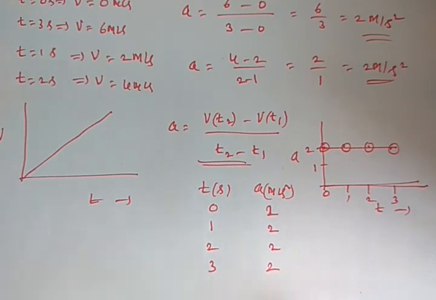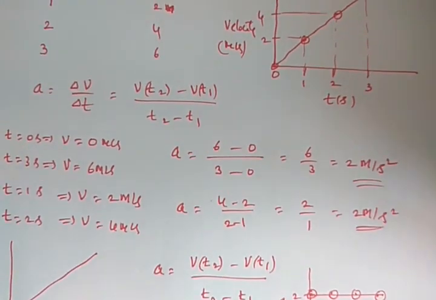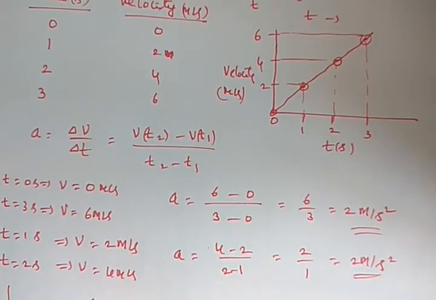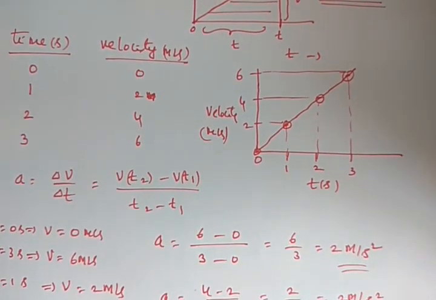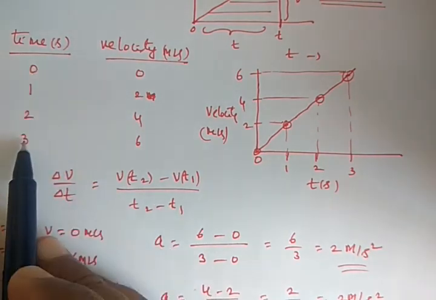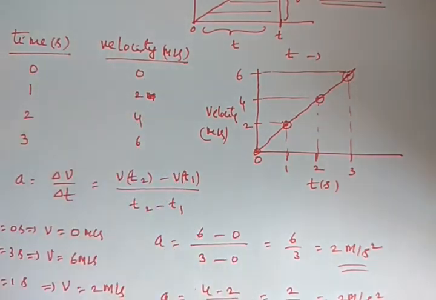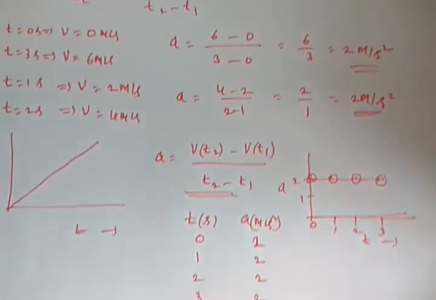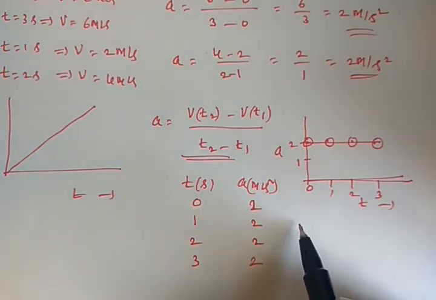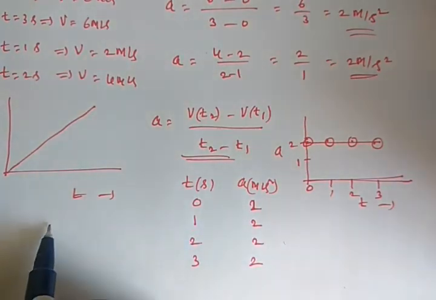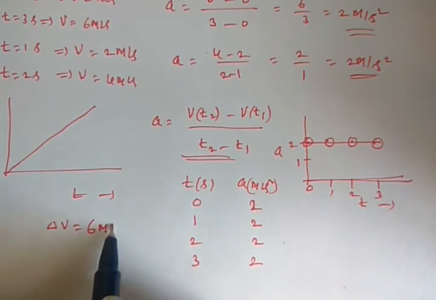Now you can compute the change in velocity of the body here. I am taking the result for the same problem. The change in velocity of the body between time interval t is 0 and 3 is 6. Change in velocity is 6. Let us compute it from the graph. So the change in velocity I got is, let us write here, 6 meter per second.